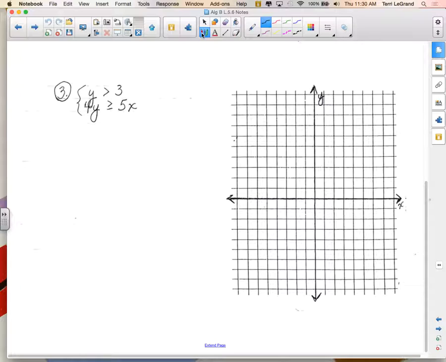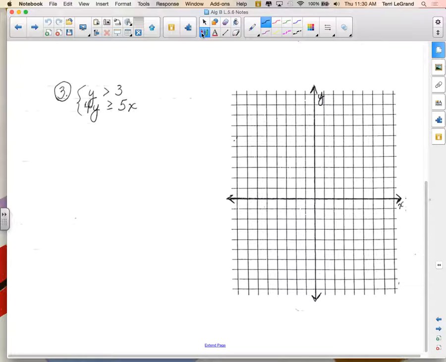The last one we have left to solve here on our notes that we started yesterday: y is greater than 3, or y is greater than or equal to 5x. What do you notice about that first linear inequality? It doesn't have a slope. Okay? Because why? Because the slope is 0. How do we know the slope is 0?